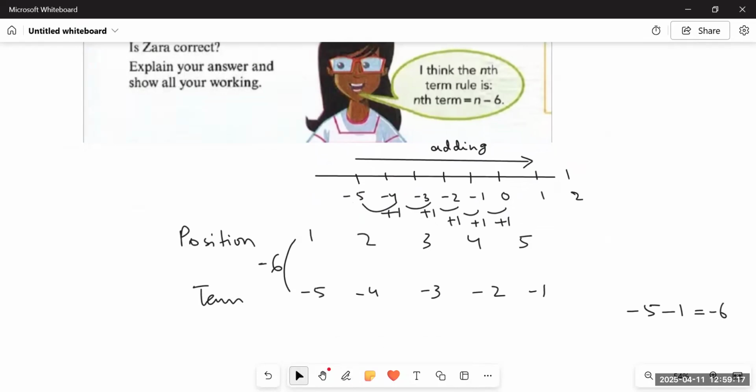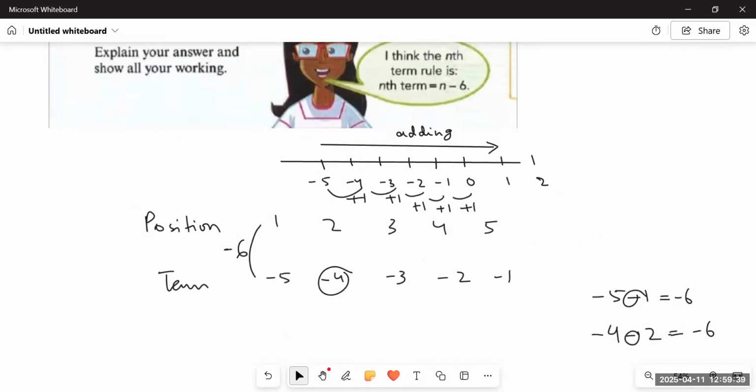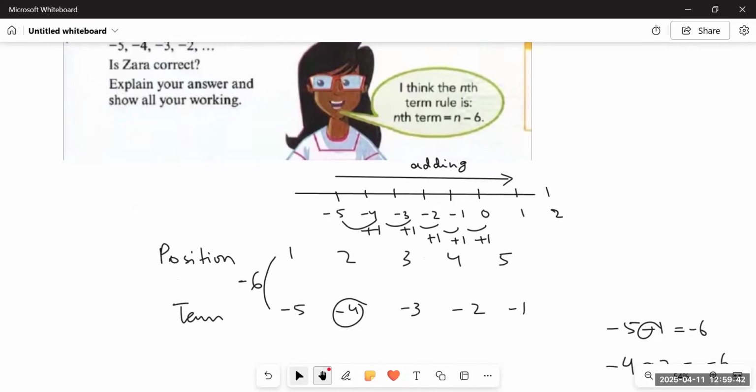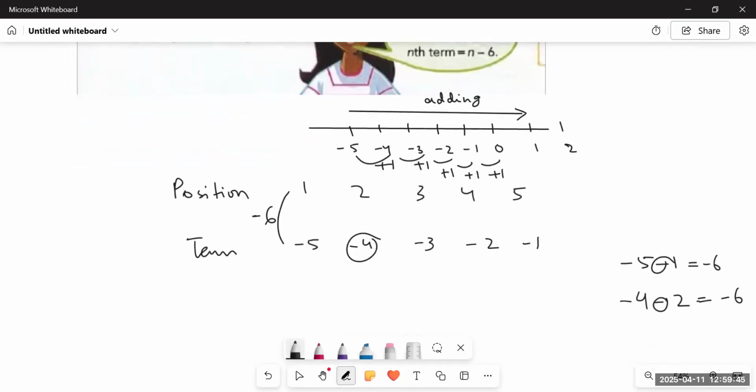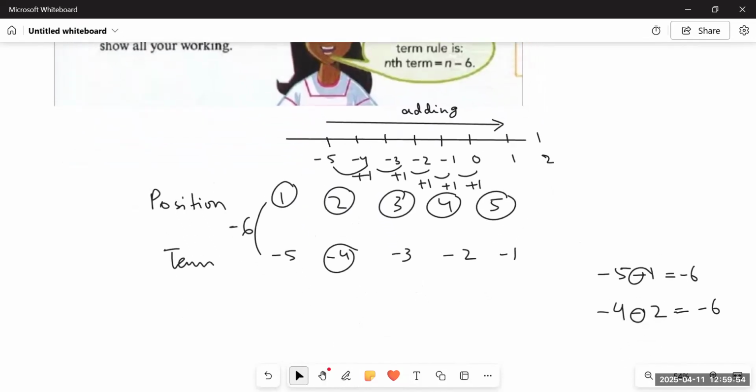How can we find the difference between the two terms? Basically, we will take the term and the term number and we will subtract them. So it's -4 minus 2. This minus sign is what we use to subtract the 2, and we will get -6 every time. It means the difference between the position number and the term is -6. So yes, Zara is absolutely correct. Zara is saying the nth term is equal to n minus 6. Exactly. This is the n, right? And we are subtracting 6 from it to find the term at that particular nth number.